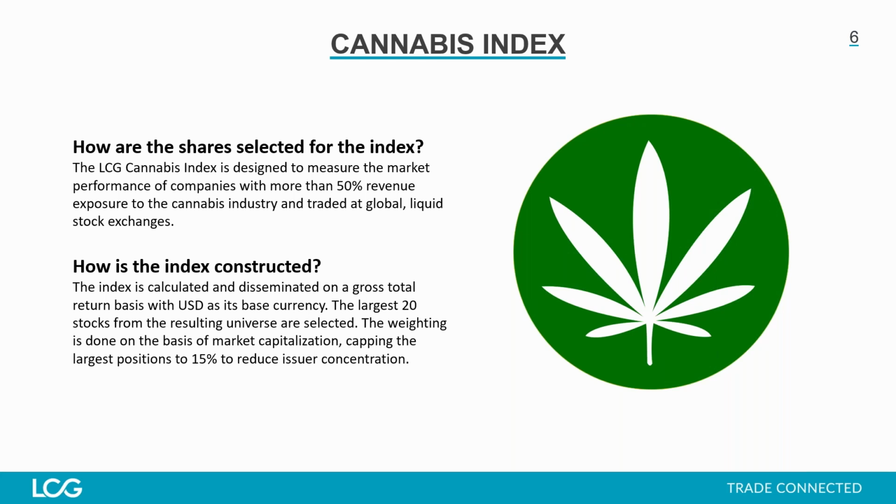But it's basically in line with US, like the S&P 500, that kind of trading hours, the New York Stock Exchange kind of trading hours. So it's the largest 20 stocks. There's a universe of stocks that meet this criteria of being 50% revenue to the cannabis industry and global liquid exchanges, etc. But this index only selects the 20 largest of that universe.